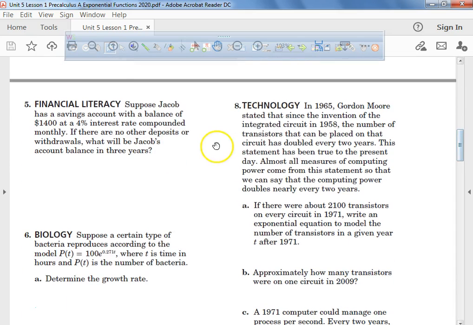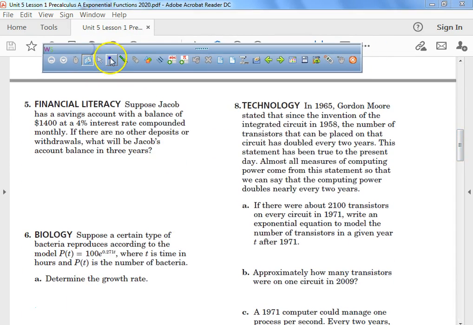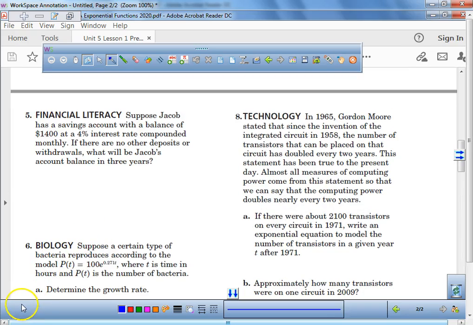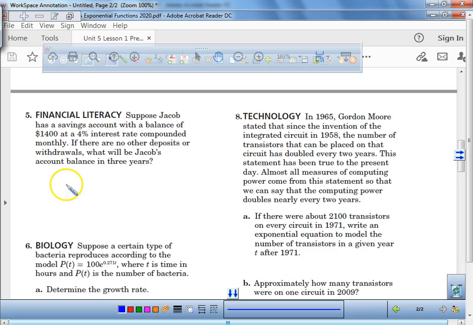Why don't you guys go ahead and set that up? See if you guys can set it up on your own. We'll see what you guys get. I'm going to pause the video right now. All right, so how would I set this up, guys? What would I start with? What do you think? Help me out here. Come on now, somebody. 1,400, good.